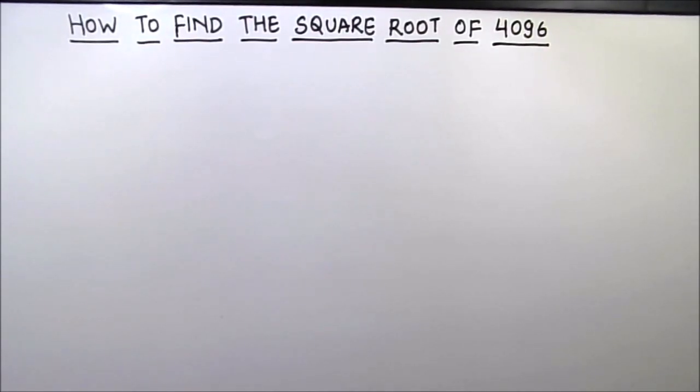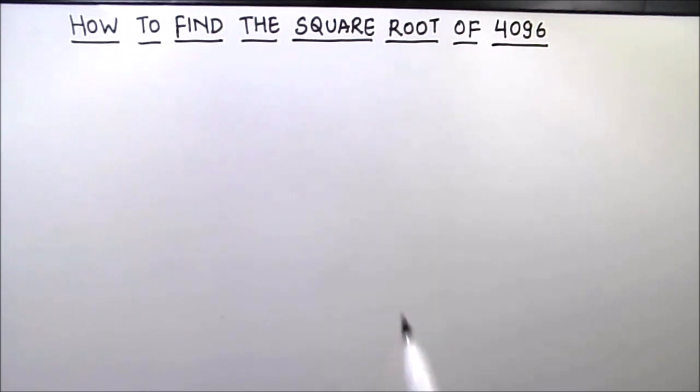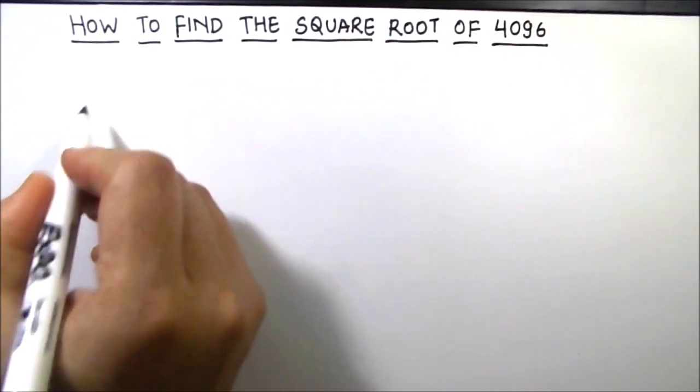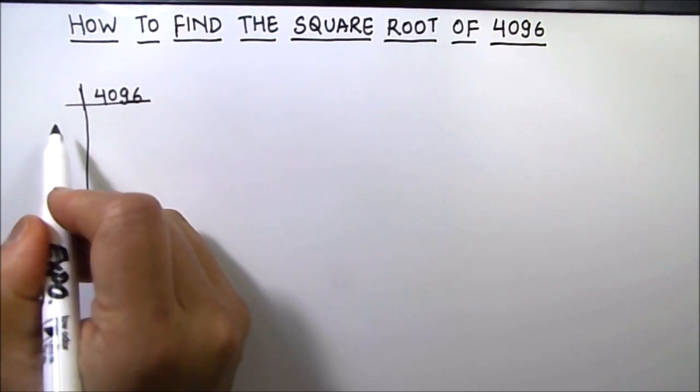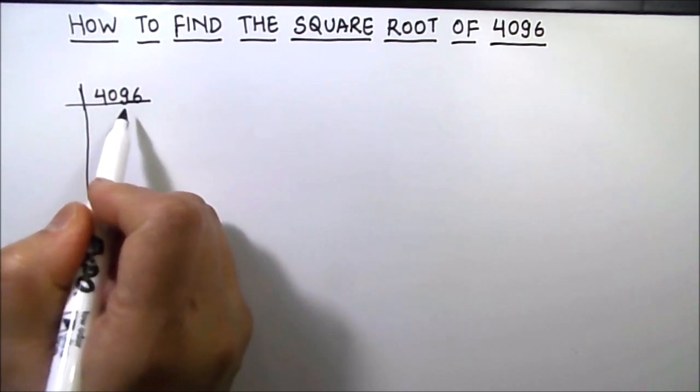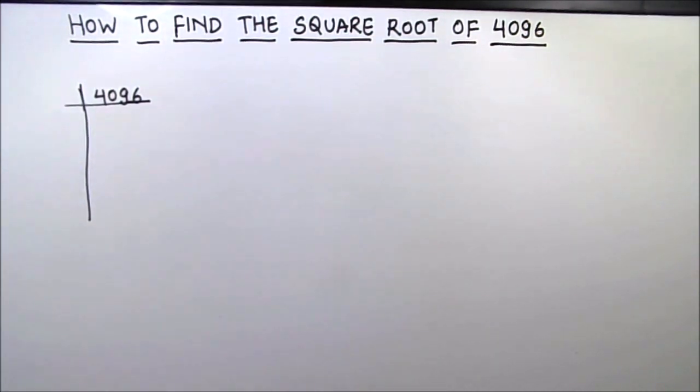Hello everyone, today in this video we will be learning how to find the square root of 4096. So we will be using the prime factorization method or the ladder method for finding the square root of 4096. For that we are going to divide 4096 by prime numbers. So first we'll make a ladder and we'll divide 4096 by prime numbers.